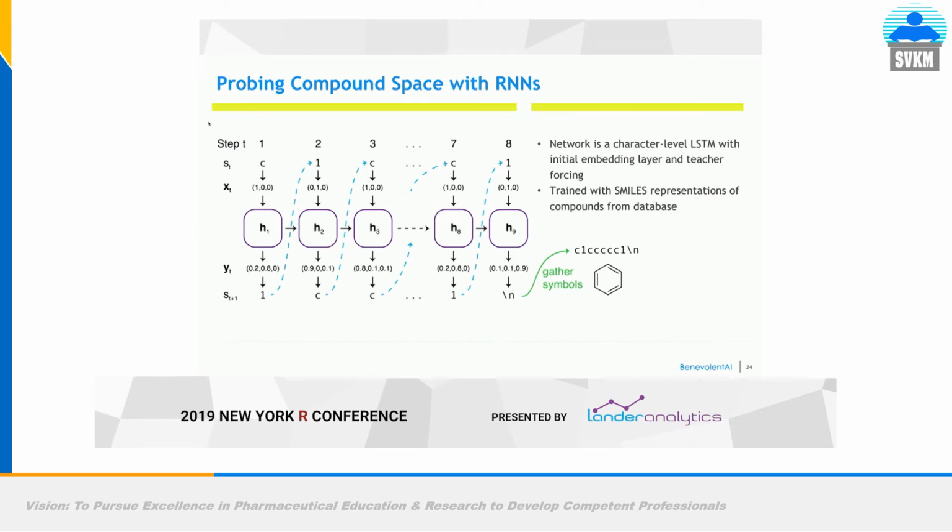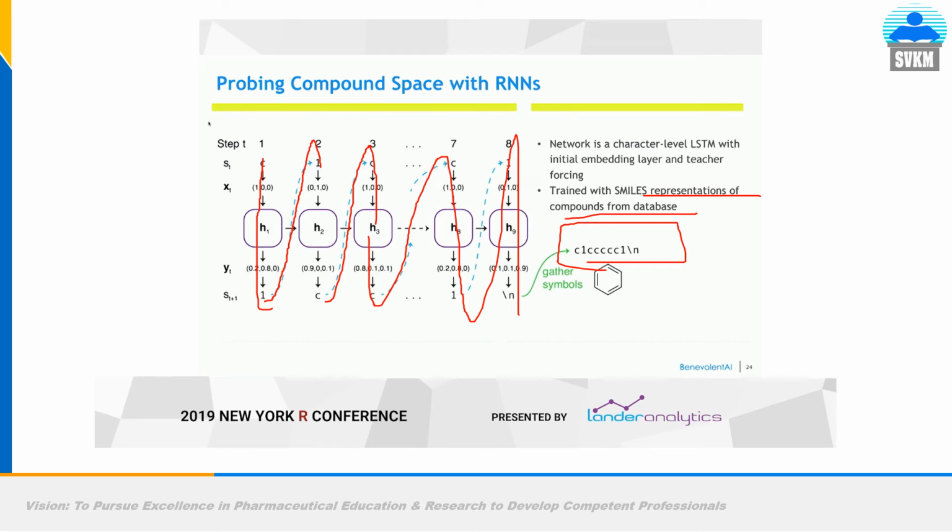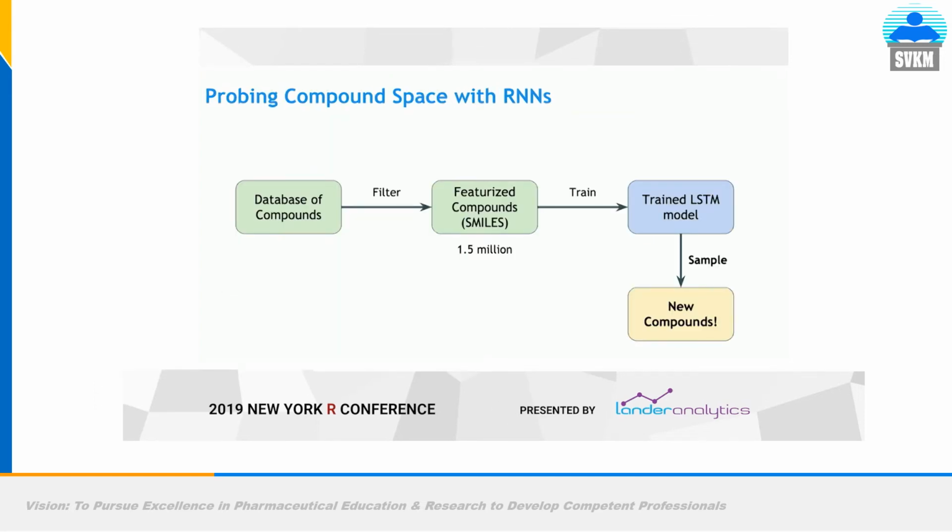So in this way you understand here, the network is a character level LSTM, long short term memory, with an initial embedding layer and teacher forcing, trained with SMILES representation of compounds from a database. So these are the symbols we want. Now this is the input C, this will be the output, this will go here, it will give output, it will go here. In this way it will go continuously until you get a perfectly chemically valid SMILES string. This is the example of use of RNN in generating or understanding molecules.